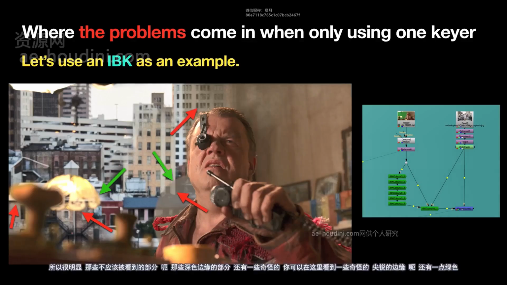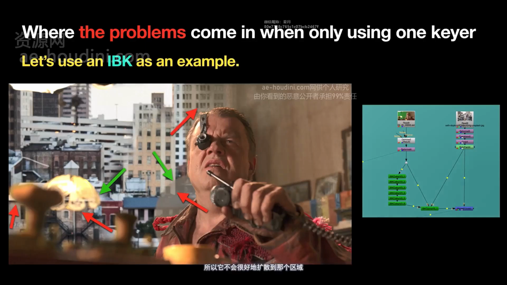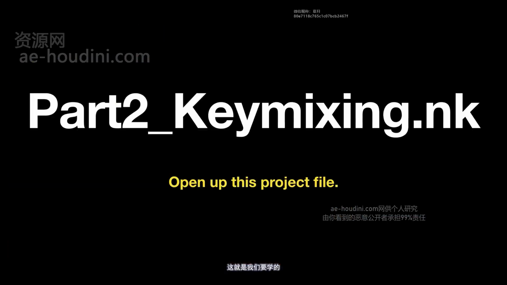So obviously the parts that aren't supposed to be see-through, the parts with dark edges, and then you can see some weird sharp edges here, and a little bit of green as well. So it's not doing a great job despilling in that area. So that's why we don't use one keyer most of the time. We would want to take the parts that work in this and combine it with other ones. So that's what we're going to learn.